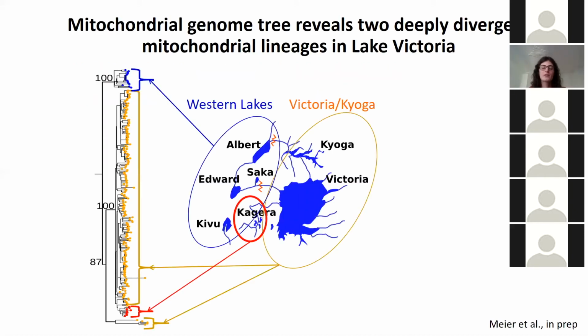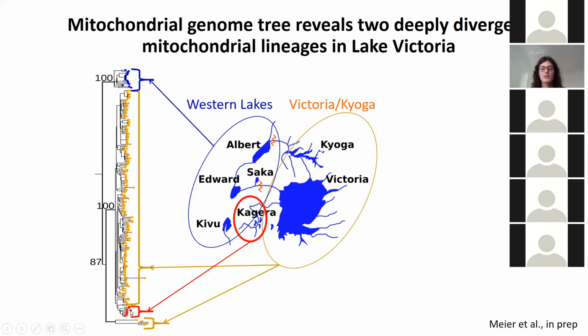When we look at the mitochondrial tree, so this is now the whole mitochondrial genome, we see in orange the Lake Victoria cichlids, in red the Kagera Lake cichlids, and in blue the Western Lake cichlids. And you can see here that the Lake Victoria cichlids form two groups, which are deeply divergent, by far preceding the origin of the lake.